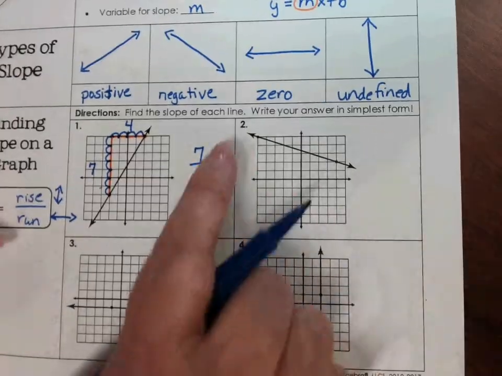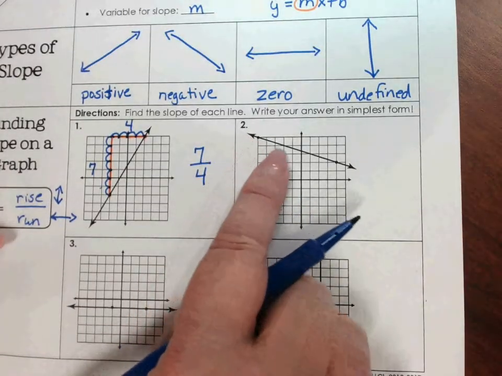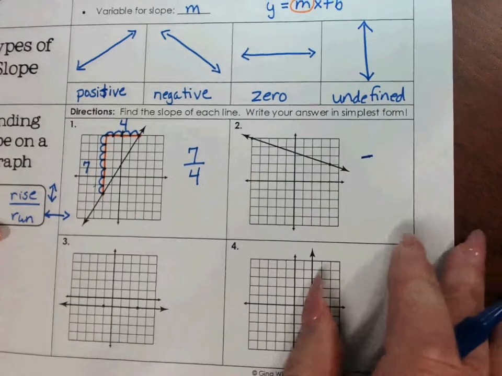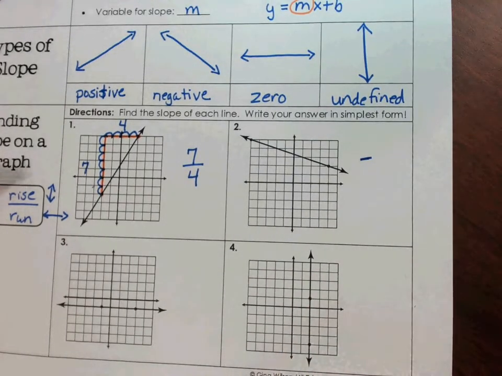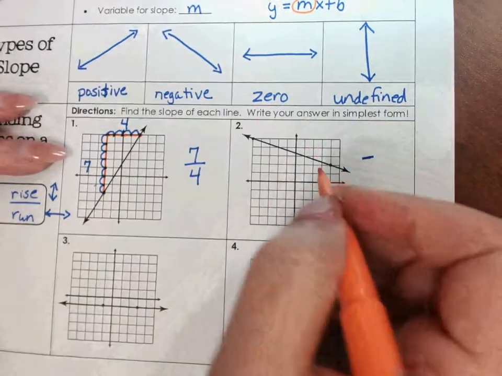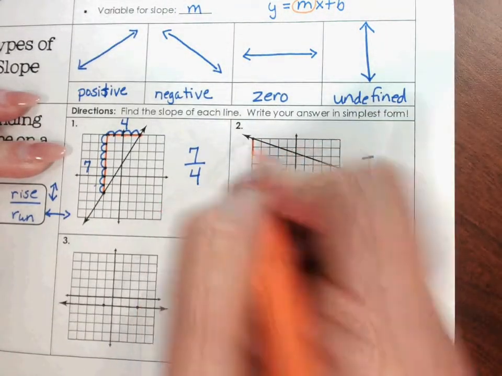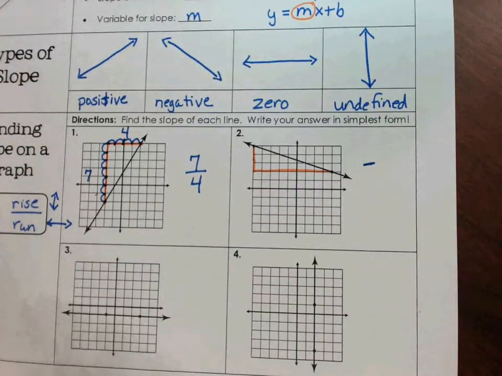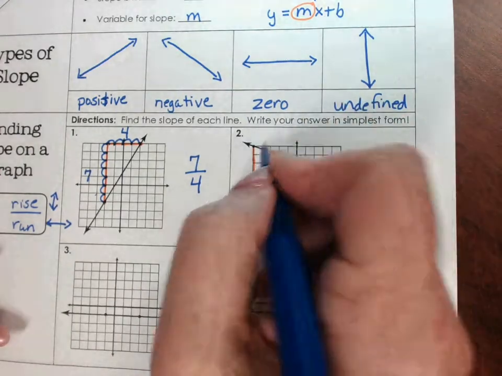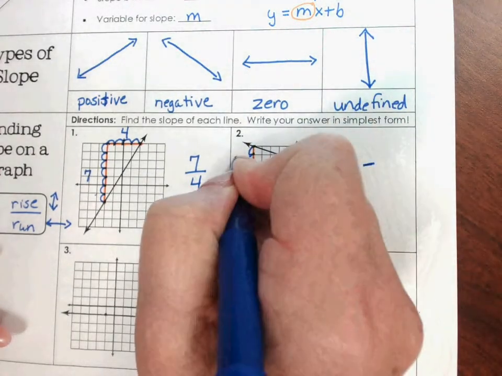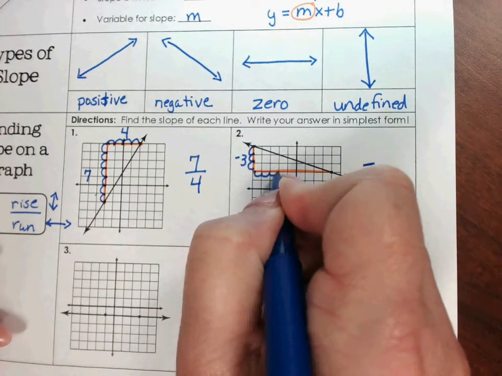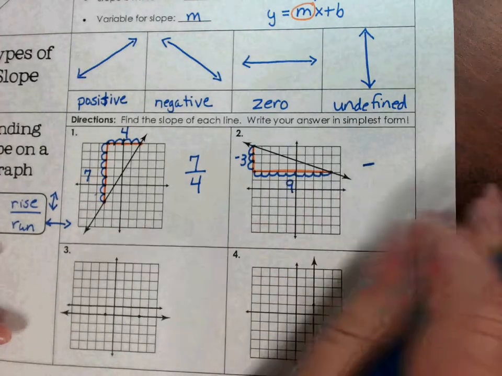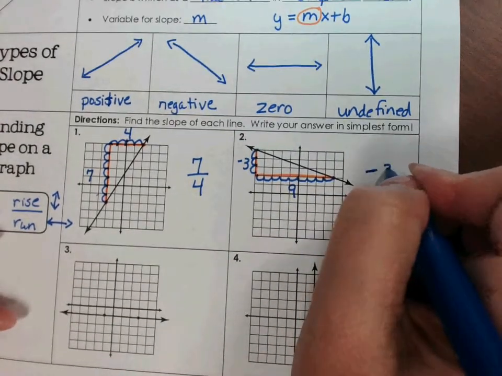All right, number 2. The first thing I notice about number 2, if I go from left to right, I see that my line is going down. I know immediately that my slope is negative. They gave me my 2 clean points. That was awfully nice of them. So I'm going to connect my 2 clean points with a triangle. There we go. There's my triangle. And then I'm going to count spaces. I have to go 1, 2, 3 units down, and 1, 2, 3, 4, 5, 6, 7, 8, 9 units across. Negative 3 goes on top over 9.